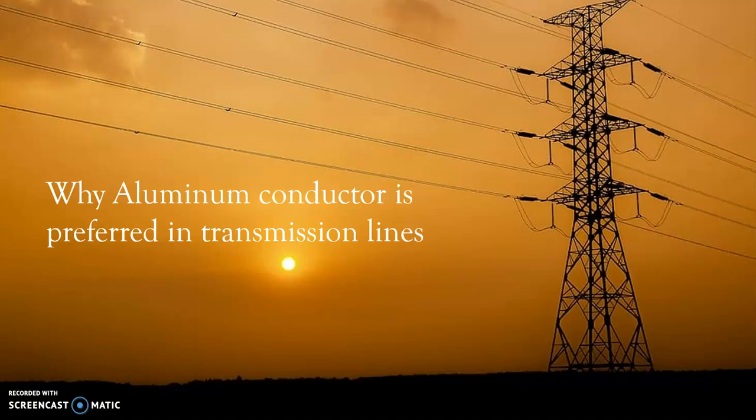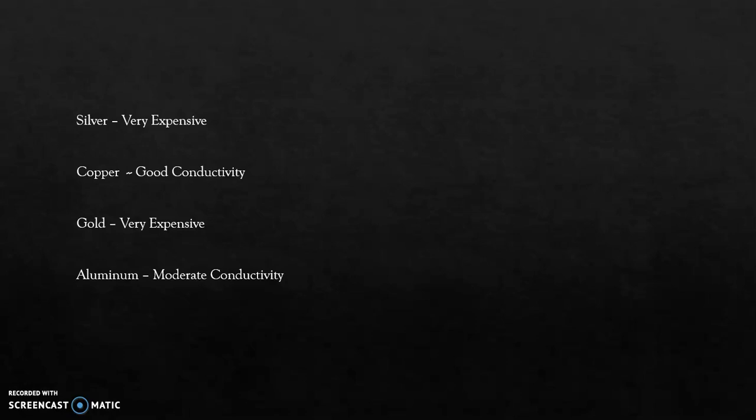So today we are going to talk about different conductor materials which are used in power transmission and why aluminum is preferred over copper conductors. So guys, as you see here on the screen, there are four conductors or metals which are listed.